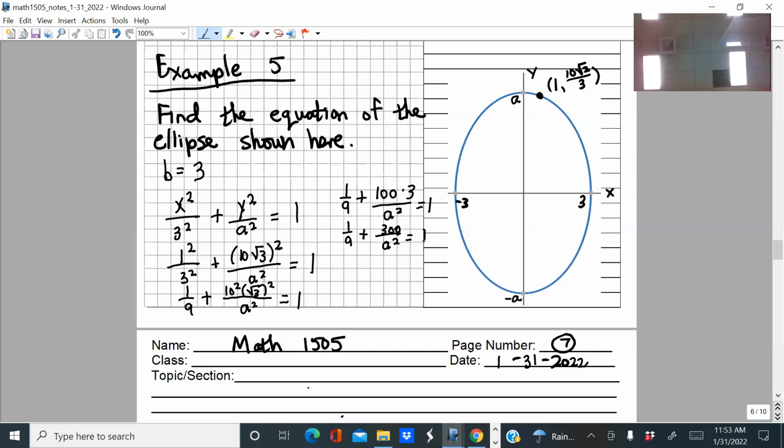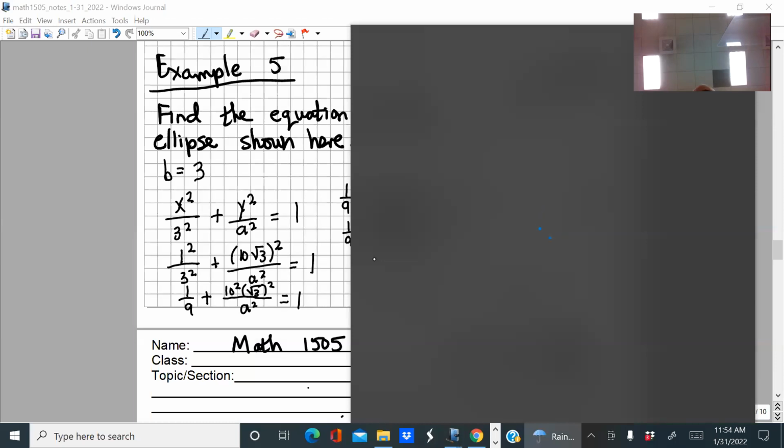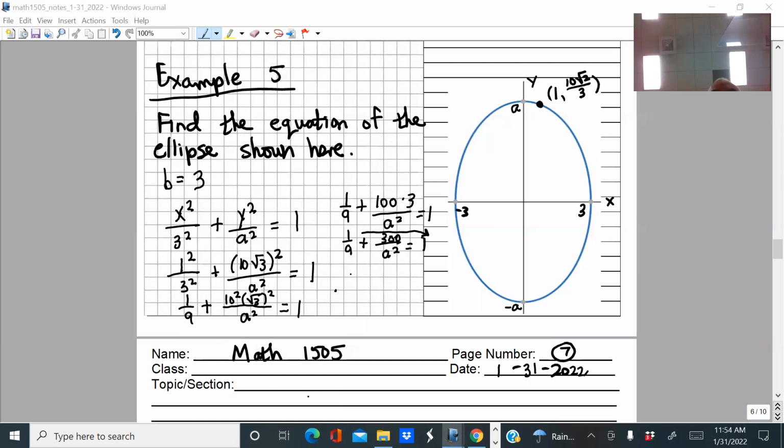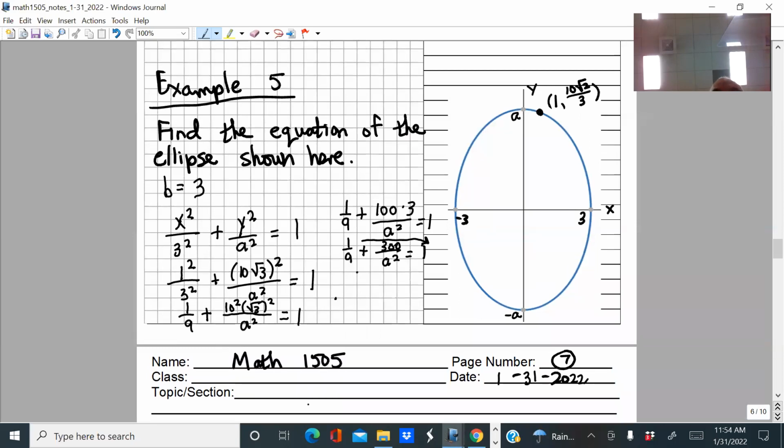Now let's see what we can do here. Let's subtract 1/9 from both sides. So I'm going to bring the 1/9 over to the right hand side. So I get 300 over a squared is equal to 1 minus 1/9. And how much is 1 minus 1/9? 8/9, sure. That's 9/9 minus 1/9 is 8/9. Oh, this is looking now much easier.